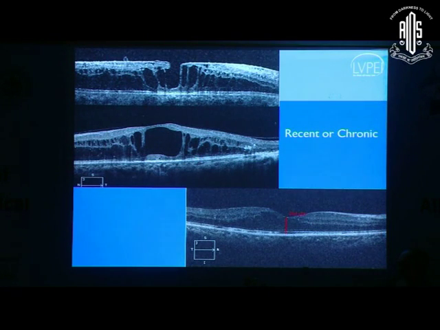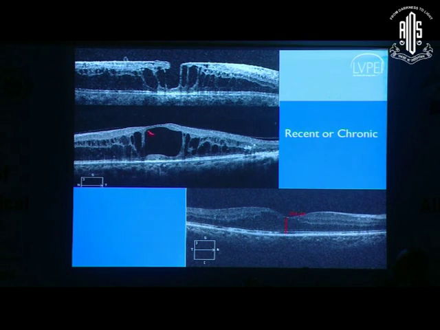So the most important slide for all of us: how to look at the cyst and decide whether it is a recent cyst or a chronic cyst. We really don't have any clear-cut studies. This is just our assumption that this is a picture of a recent cyst, where you can see the retinal structures clearly, but you have some cystoid edema.